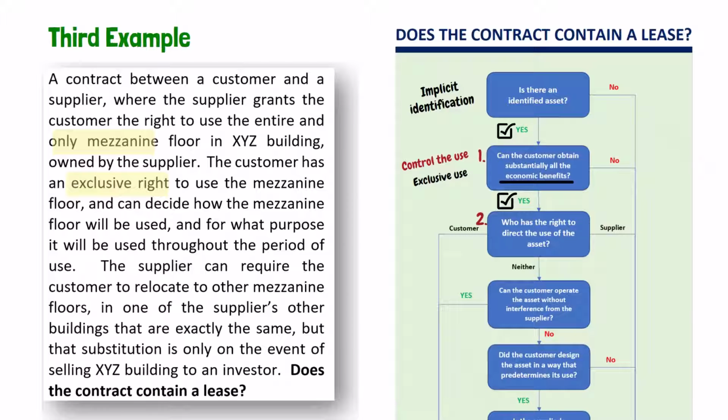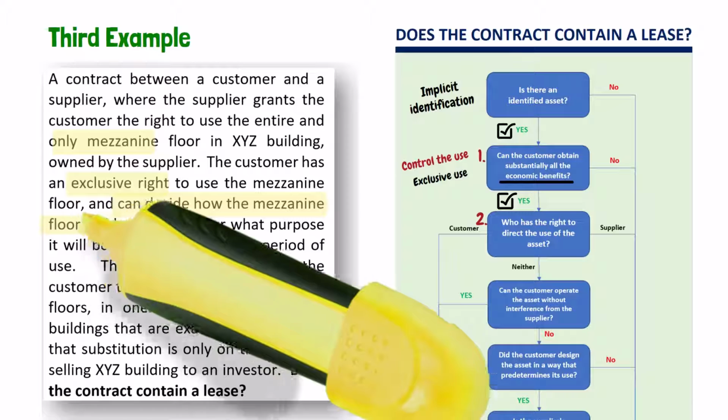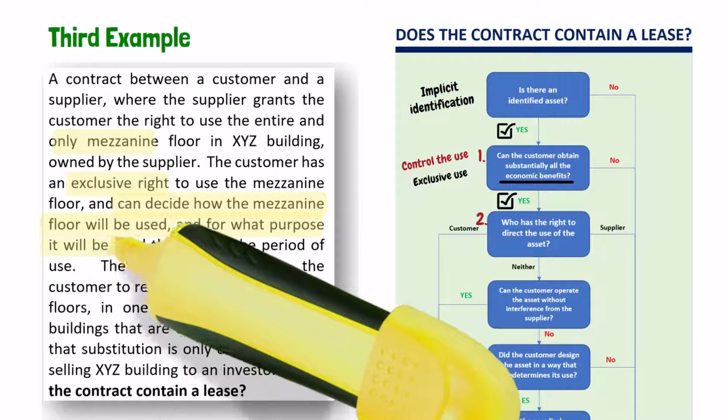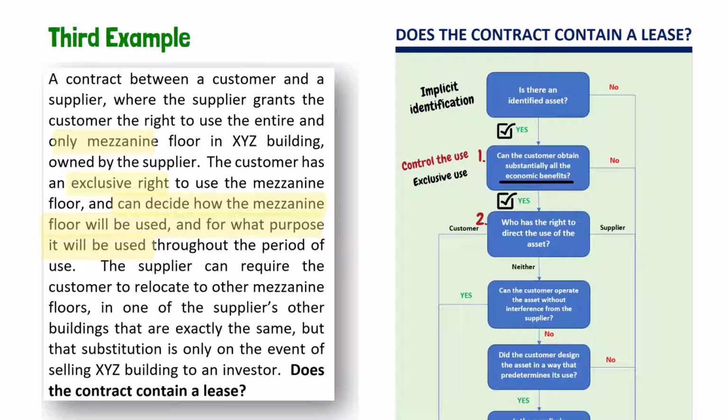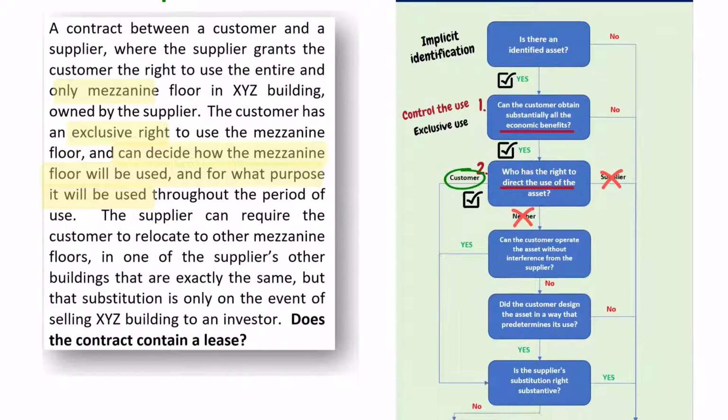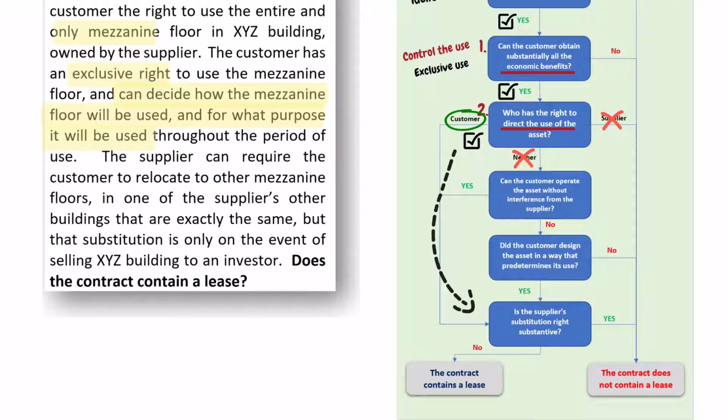Also, the contract mentioned that the customer can decide how the mezzanine floor will be used, and for what purpose it will be used throughout the period of use. This means that the customer has the right to direct the use of the mezzanine floor throughout the period of use, and that is the second condition. Given that these two conditions are satisfied, then the customer can control the use of that mezzanine floor throughout the period of use. Up to this point, we can say that the contract is supposed to include a lease, but let us look at the supplier's substitution rights first, and see whether the two conditions for that were satisfied.